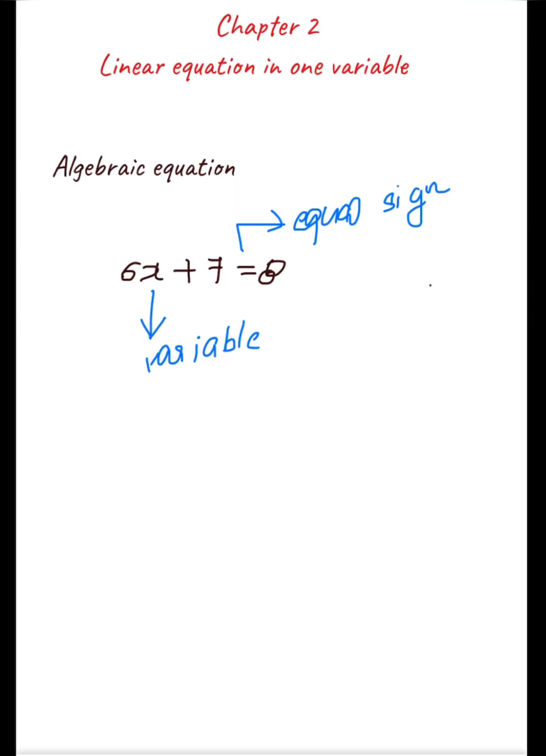Now what about this 6x plus 7? This 6x plus 7 can be called LHS, that is left hand side. That is, the expression on the left hand is called left hand side, and this is called RHS. Okay, RHS, that means right hand side. Understand? So these are the main parts of an algebraic equation. Nothing, all these things you know already, but we are just recalling it.